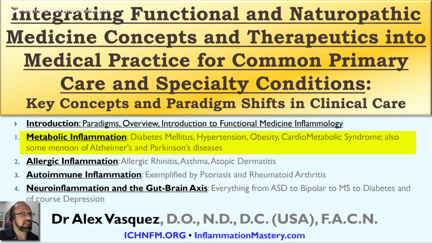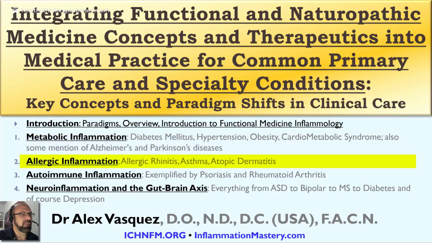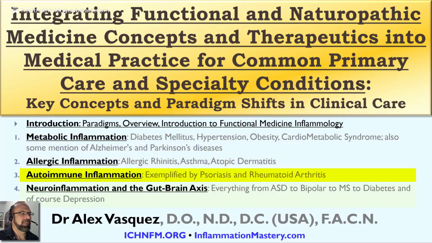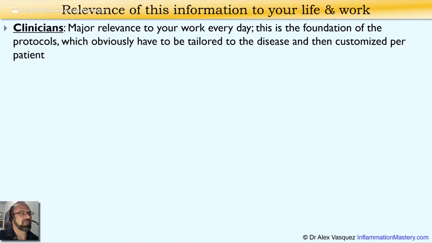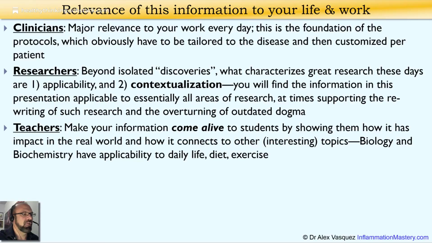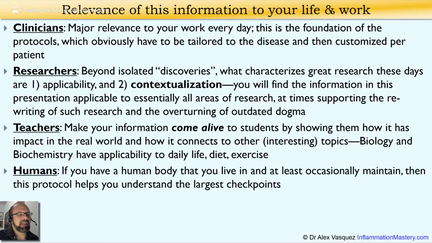I'll divide those conditions into metabolic inflammation, allergic inflammation, autoimmune inflammation, and also neuroinflammation, including the concept of the gut-brain axis. I think you'll find this work relevant for your life if you are a clinician, researcher, teacher, or if you simply inhabit and maintain a human body. I think this protocol will show you some of the major checkpoints that we need to attend in order to optimize health and prevent disease.